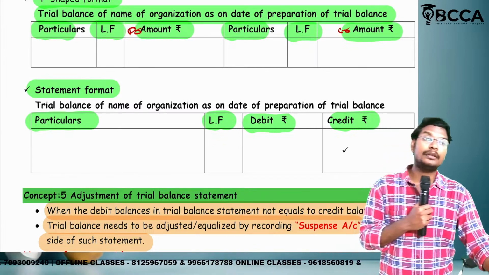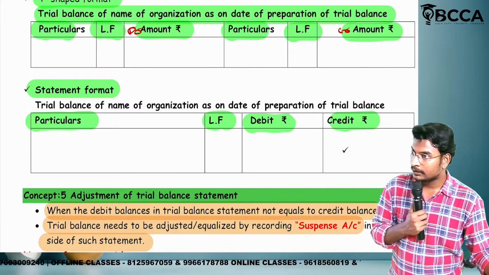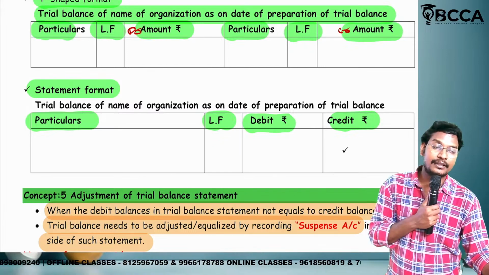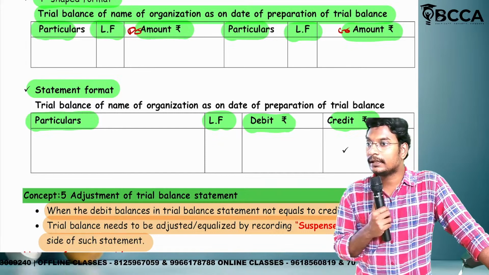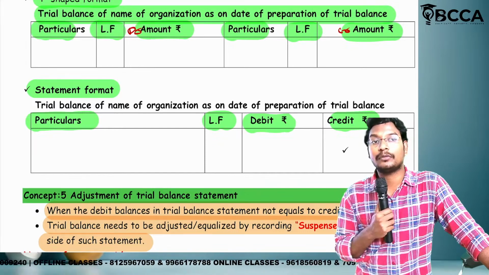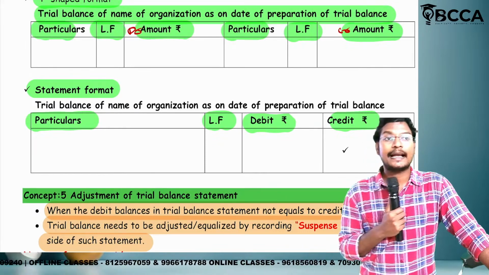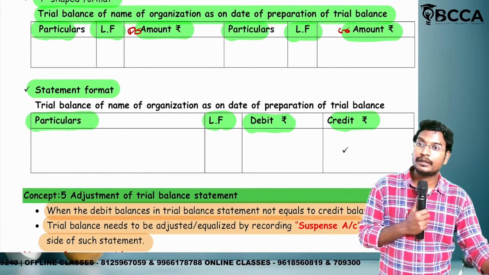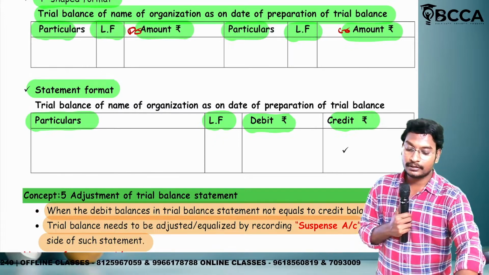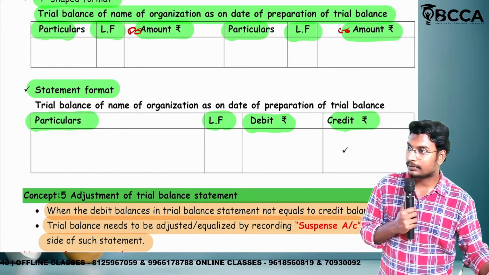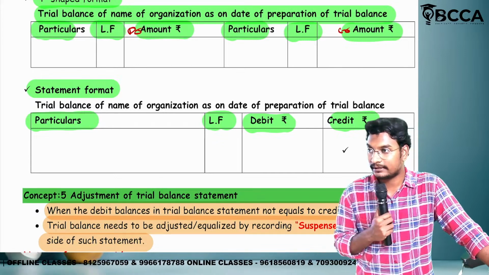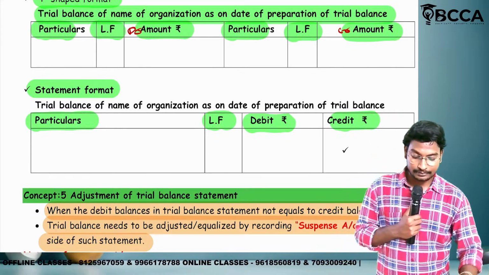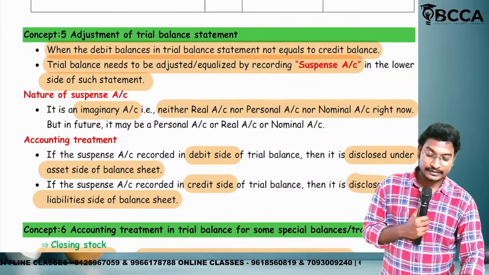We should not put the words like 'To' and 'By' because this is a statement. Just write the account name. For example, if we record the cash account balance in the trial balance, just write cash account. We should not write 'To cash account' or 'By cash account', because it's just a statement. Next, there are certain adjustments.